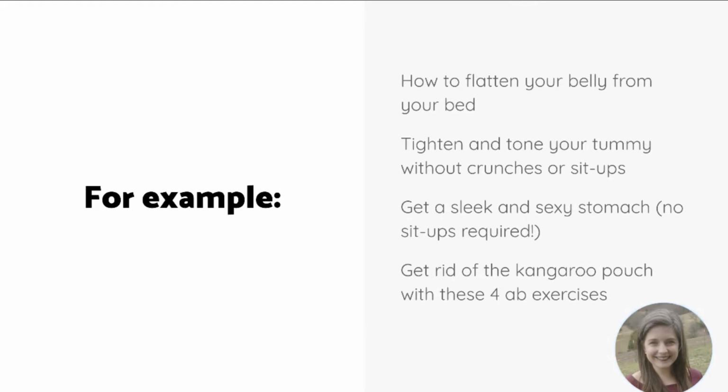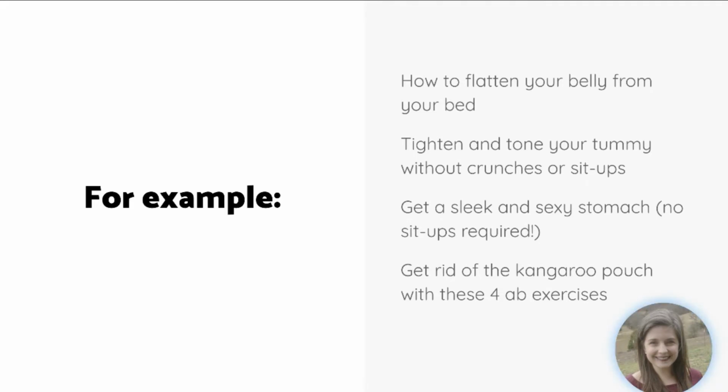So, "Tighten and tone your tummy without crunches or sit-ups." Here we have an alliteration, tighten, tone, tummy, all starting with T, and "without crunches or sit-ups" is, again, overcoming a barrier or a hesitation or a false belief that people believe is required in order to tighten and tone your tummy. We could say something like, "Get a sleek and sexy stomach, no sit-ups required." So again, we have that alliteration, sleek, sexy stomach, and "no sit-ups required" is, again, overcoming that false belief, that myth, and that initial hesitation that it's going to be a lot of work.